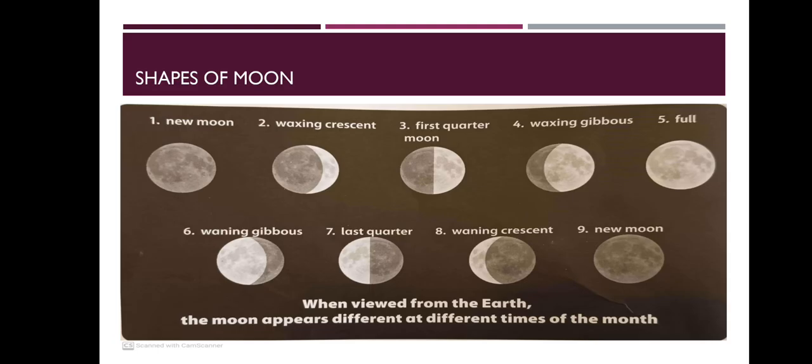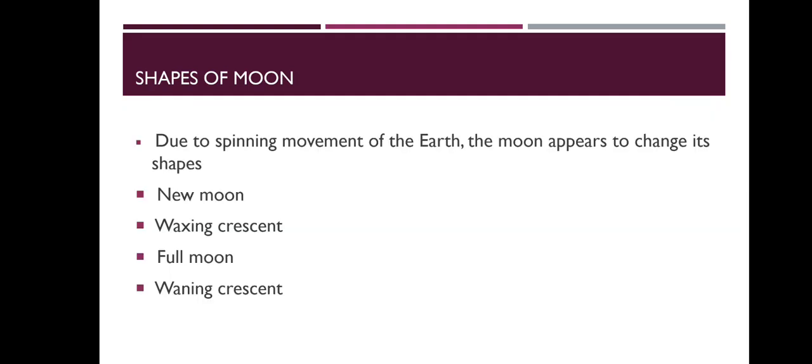Now we are going to discuss the shapes of moon. When Earth spins, that means when something revolves or rotates around its own axis, Earth shows two movements. One, it is revolving around the sun in a circle. When it revolves around the sun, it also spins on its own axis, just like a top. When you spin a top, it shows two movements. One, it is moving from one place to another, and one is it is rotating on its own axis.